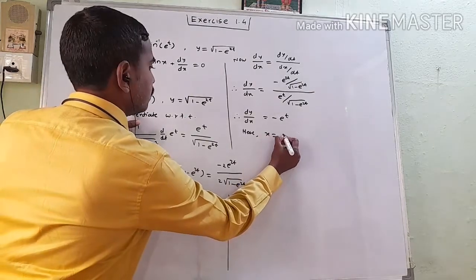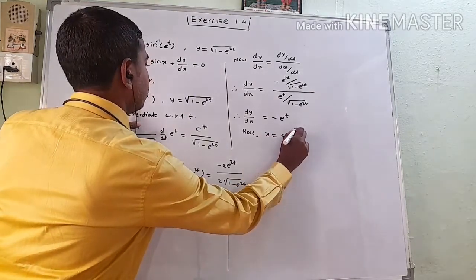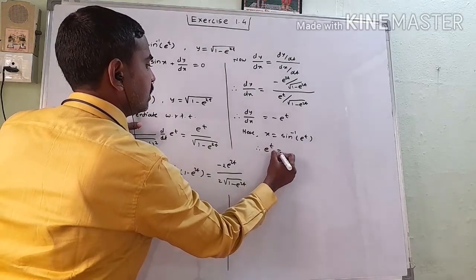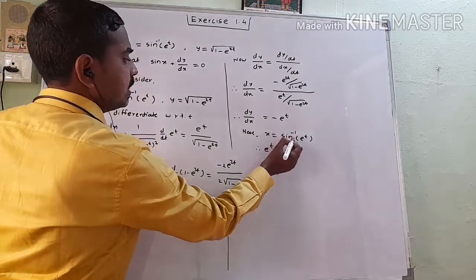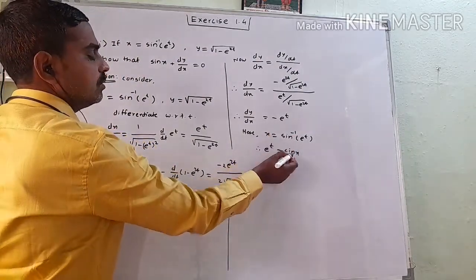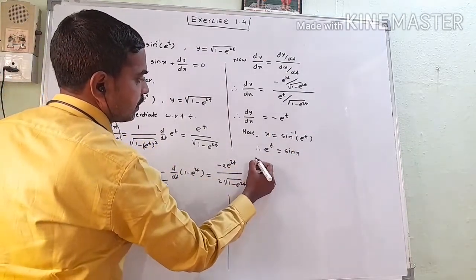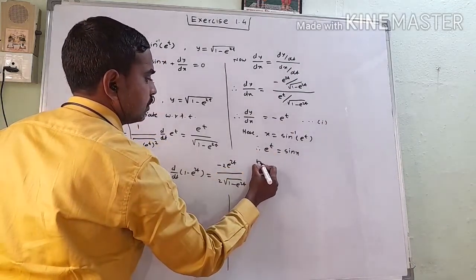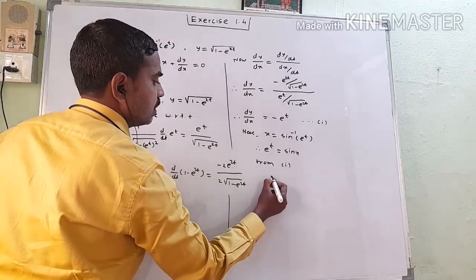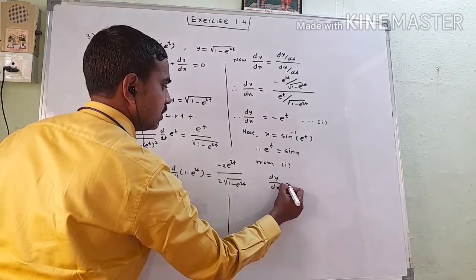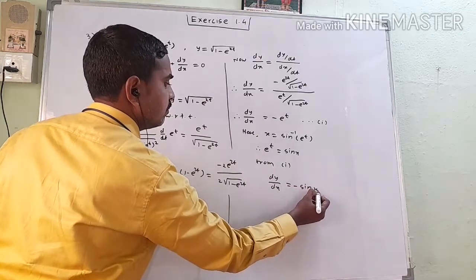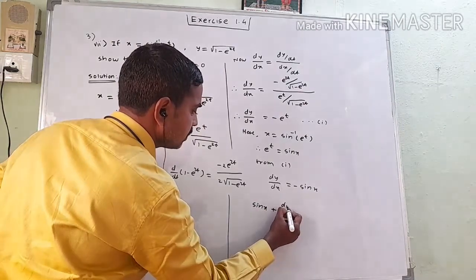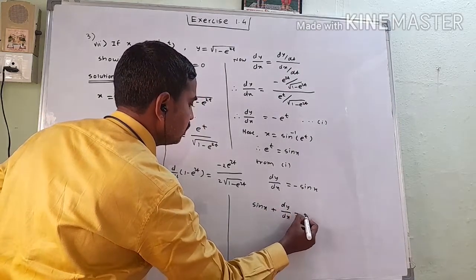Here x equals sin inverse of e raised to t, therefore we can write e raised to t equal to sin x. The inverse trigonometric function is converted into a trigonometric function. Now from equation 1 we substitute this value in this equation. Therefore from equation 1 we get dy by dx equal to minus sin x, and if we take sin x on the left side, we get our required result: sin x plus dy by dx equal to 0.